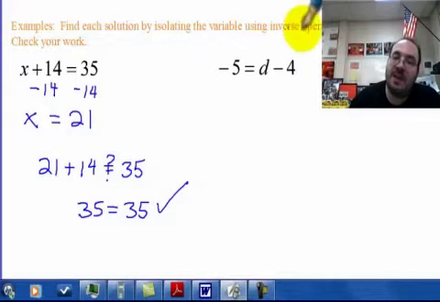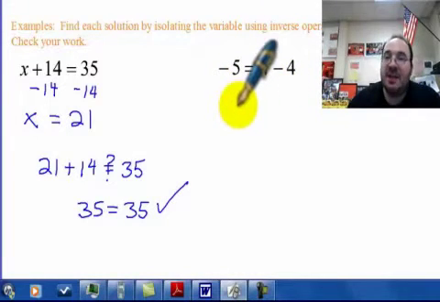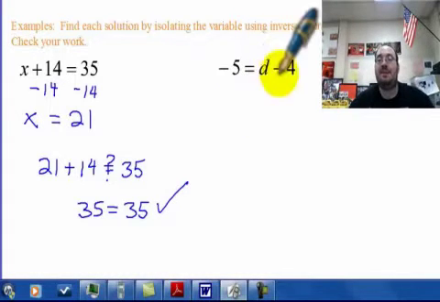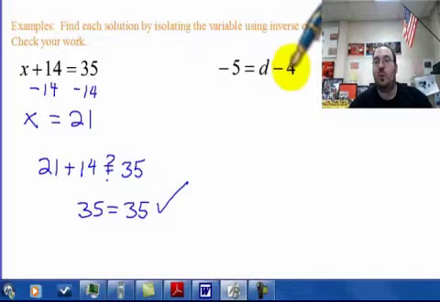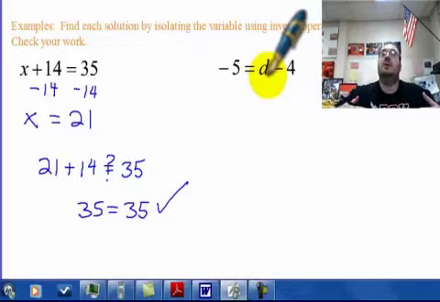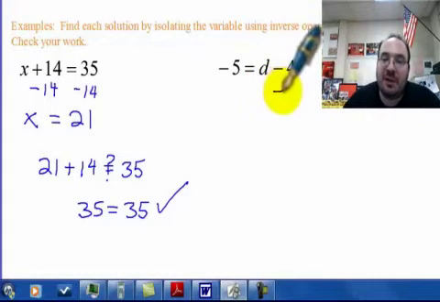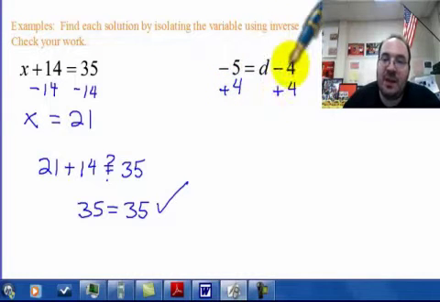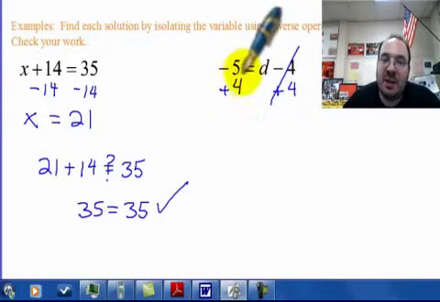Let's do another one. I have d minus 4 on one side and negative 5 on the other side. I want to get the variable by itself. So the opposite of subtracting 4 is to add 4. So that's what I'm going to do. I'm going to add 4 to both sides. And the 4's cancel here.